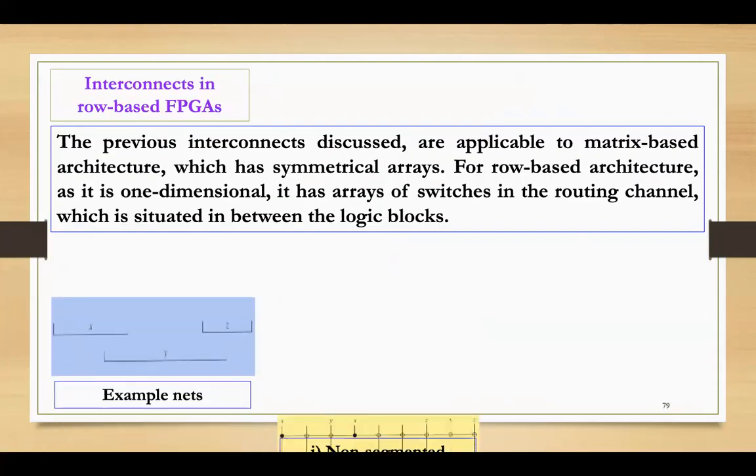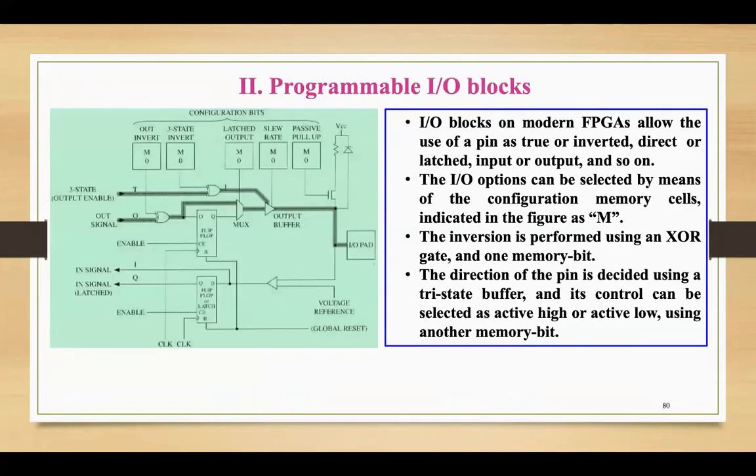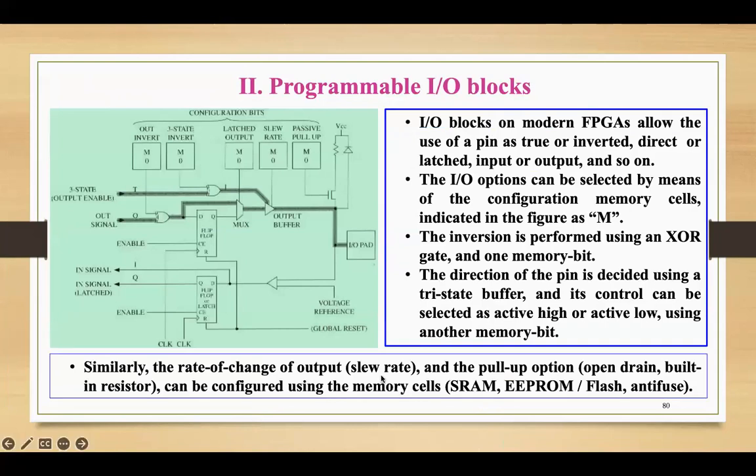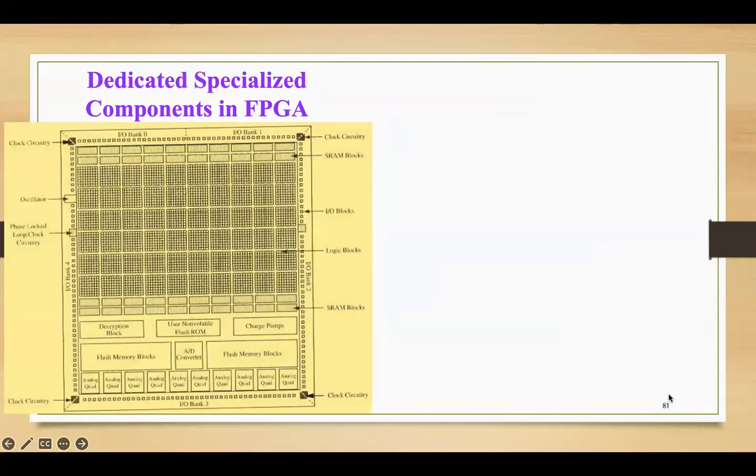Clock skew. And here, we are talking about the slew rate, which means there is slight degradation in the output. And the pull-up option, so open drain, built-in resistor, right? This is an open drain, built-in resistor, can be configured using memory cells. So these are all configured using memory cells. Wherever you see M, there is nothing but the memory cell, right? And again, the company has the options of SRAM, EEPROM, electrically erasable, then flash, anti-fuse technology. So anything can be taken.